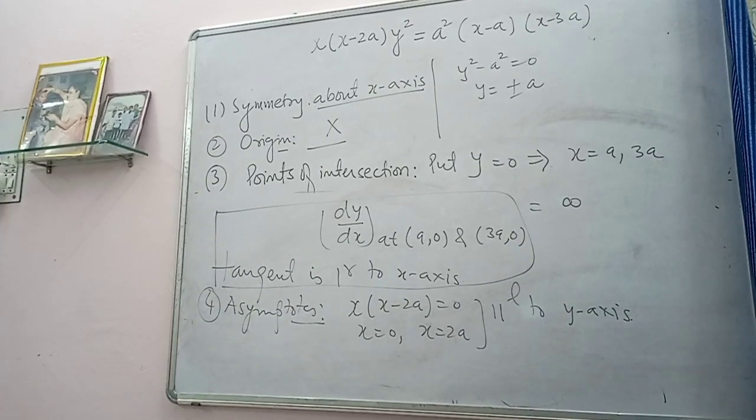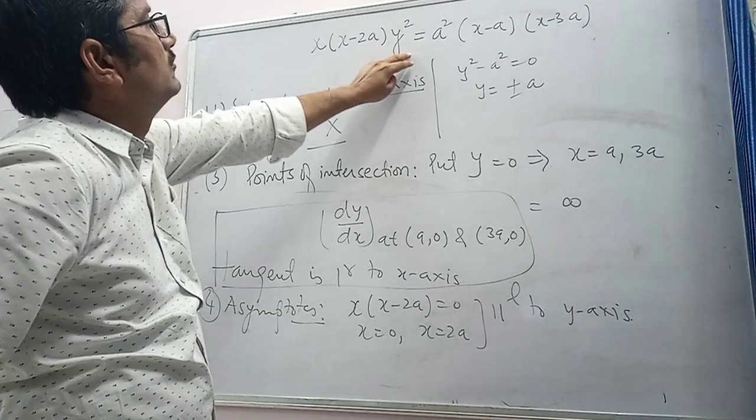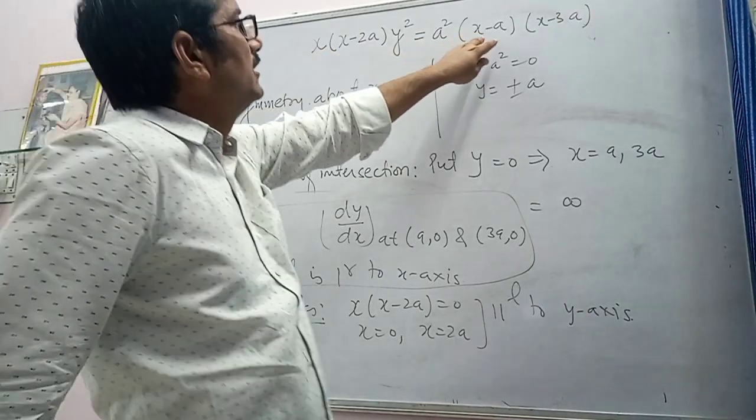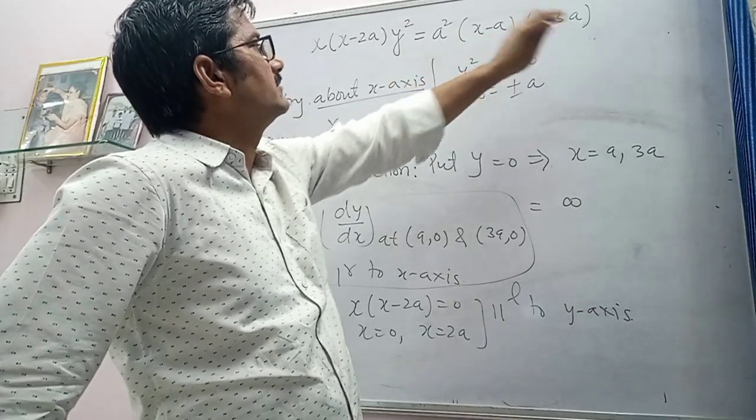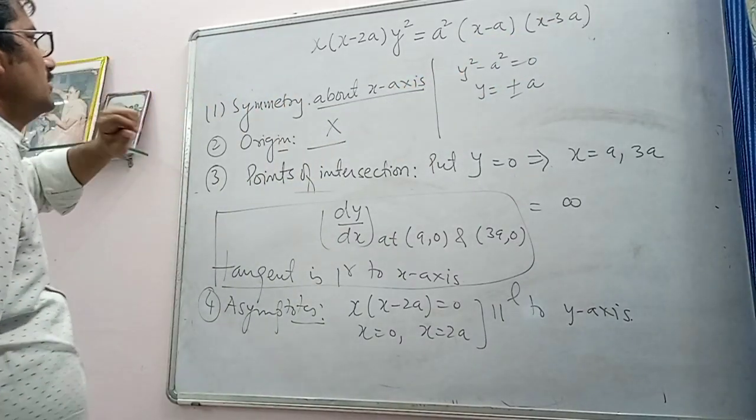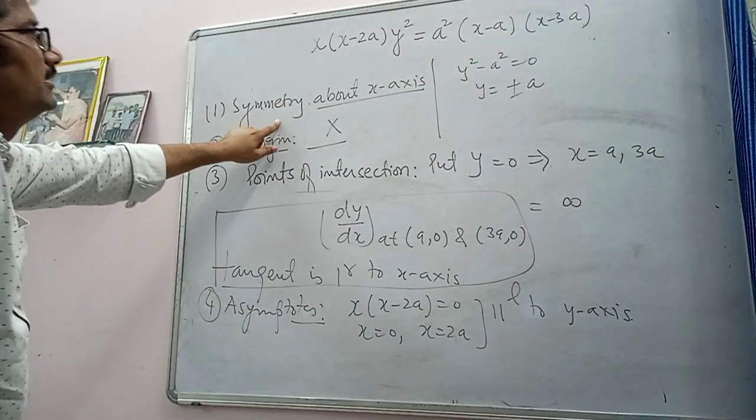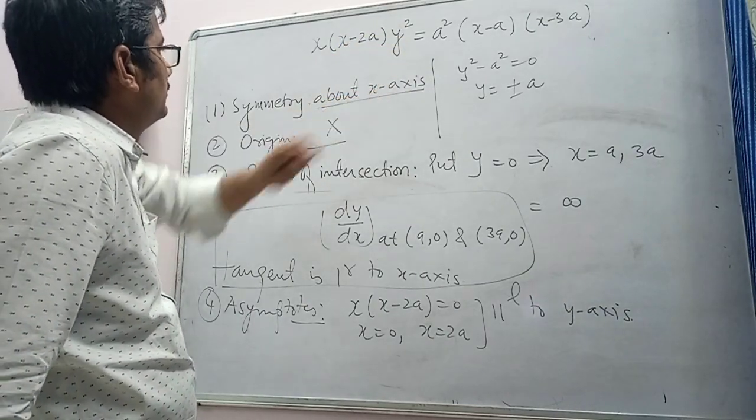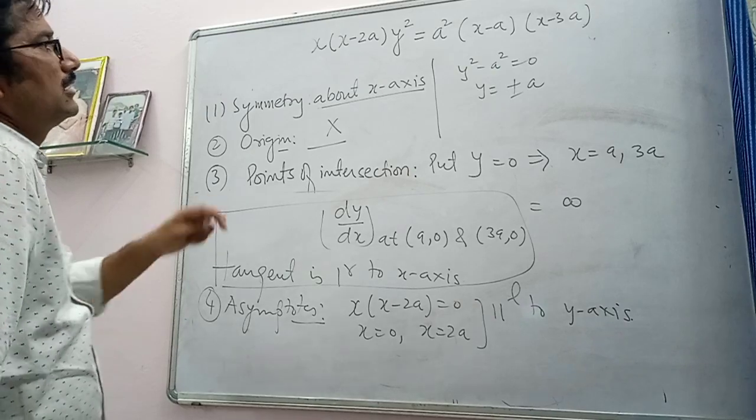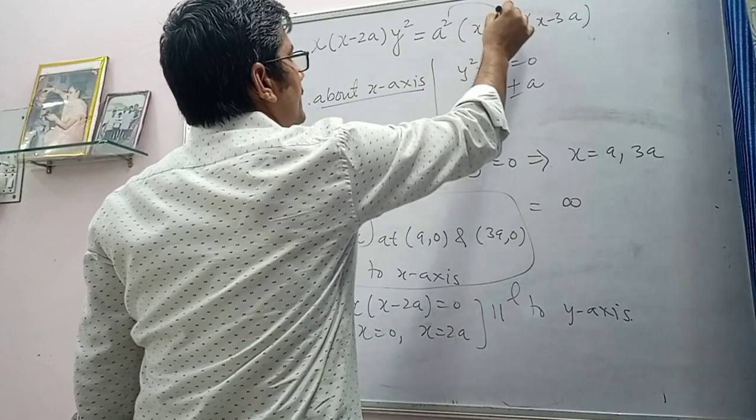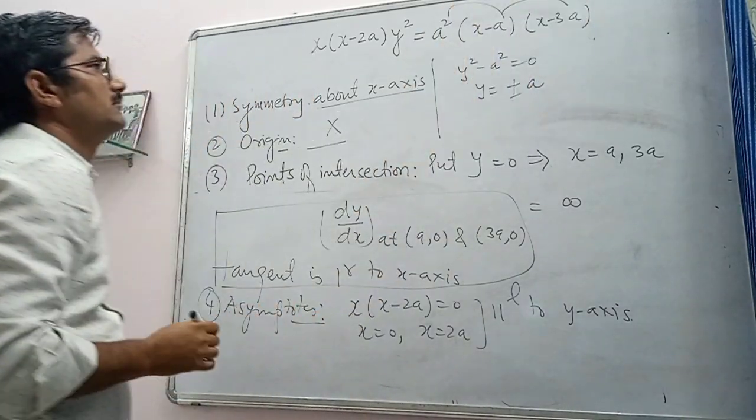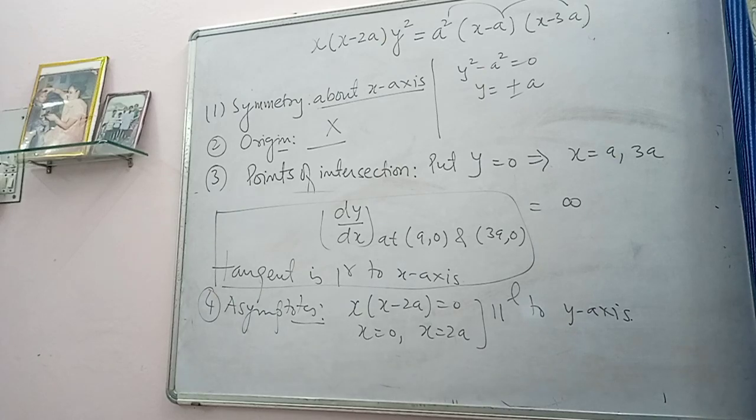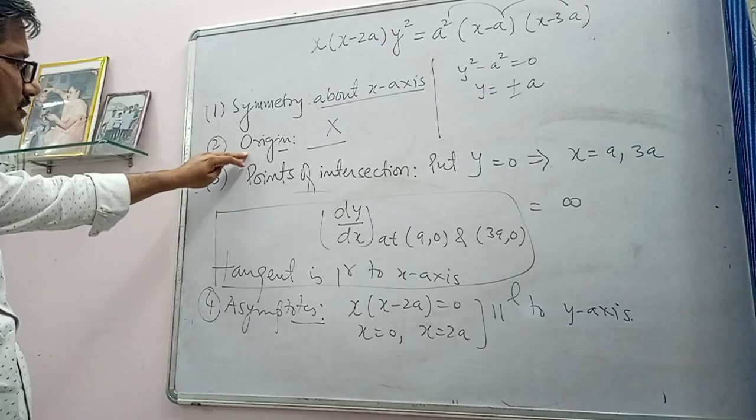Next example, we will discuss x(x − 2a)y² = a²(x − a)(x − 3a). First we will check the symmetry. Since all the powers of y are even, it is symmetric about the x-axis. The curve has a constant term, the product of these three terms, so it does not pass through the origin.